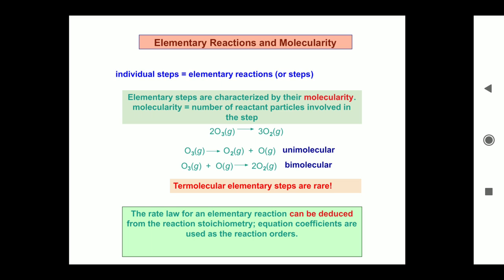If we consider this reaction, it occurs in two steps. In the first, O3 decomposes into O2 plus O. Only one reactant is present, hence it is unimolecular. Whereas in the second step, it contains two reacting species, hence it is bimolecular. Termolecular elementary steps are rare.